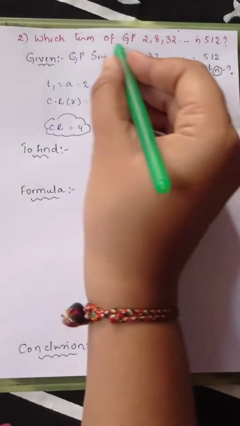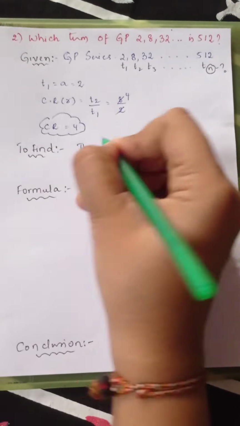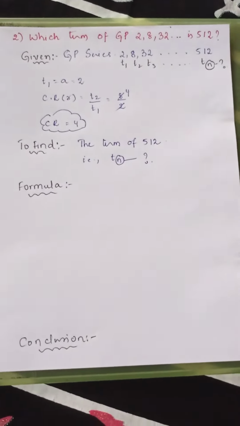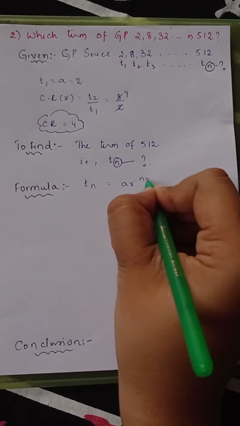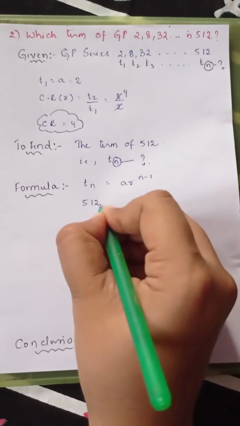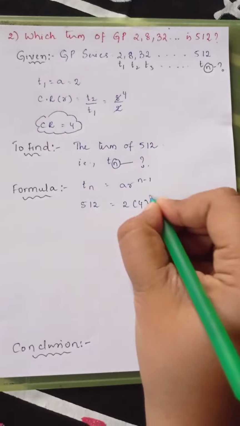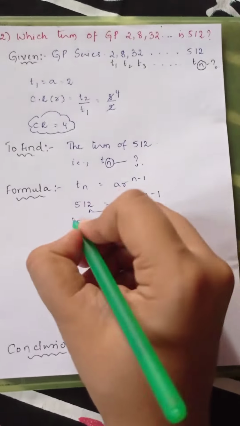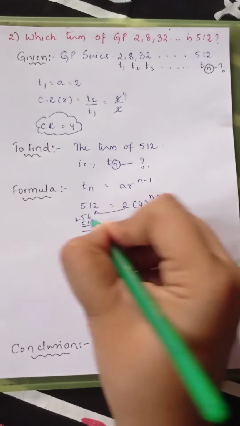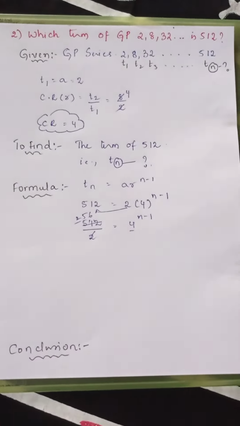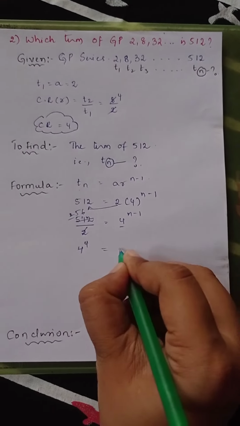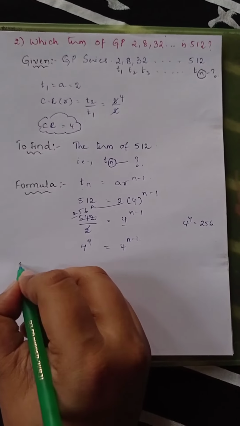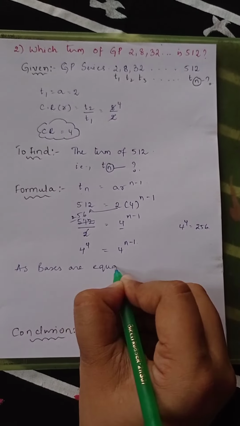And what you need to find is the term of 512, that is Tn. In Tn you need to find n. So using the formula Tn is equal to ar power n minus 1, 512 is equal to 2 into 4 power n minus 1. So we'll get 2 ones are 2, 2 twos are 4, 2 fives are 10, 2 sixes are 12: 256 is 4 power 4. Done. So now as bases are equal, the exponents must be equal.